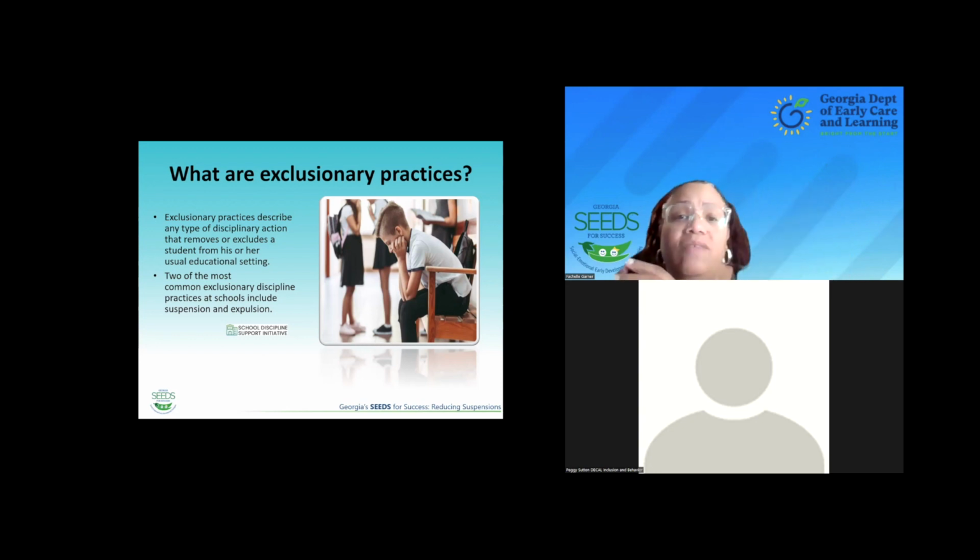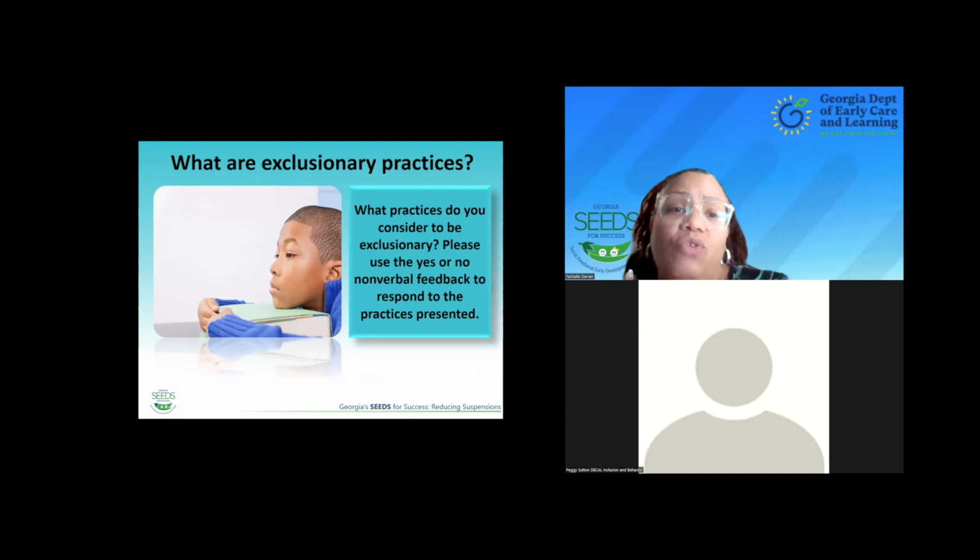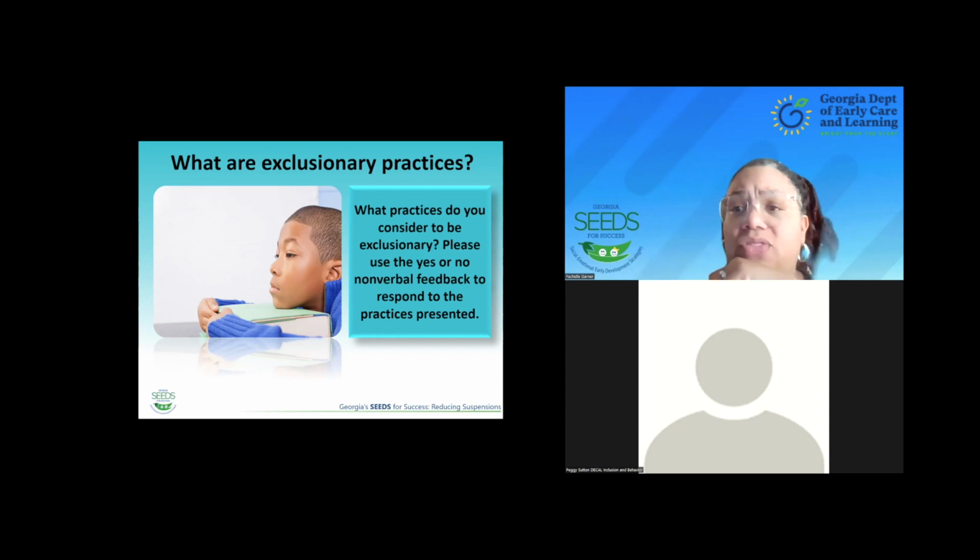So now that we've defined exclusionary practice, I want to give you a chance to let us know what you consider to be exclusionary practice. When I read the practice, just give me a yes or no on your reactions tab if you think this is an exclusionary practice or not. Calling parents to pick up. What do you think? Is that an exclusionary practice?